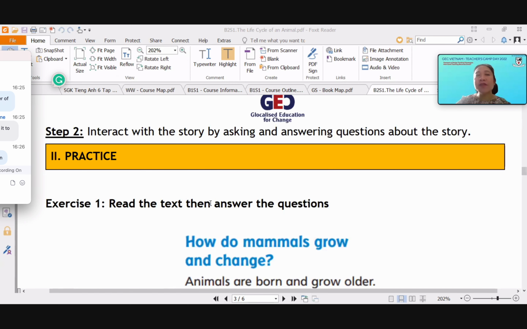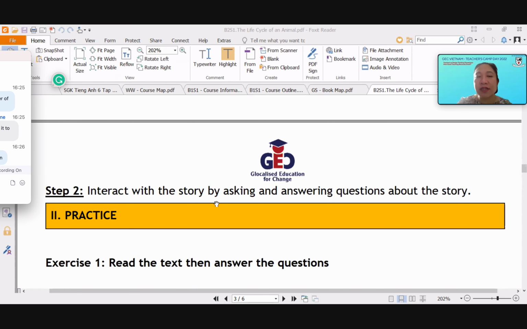So after this, you go to the practice. The practice can help learners, can help students process the information individually and socially, in individual work or in pair work or in group work, so that their learning can be processed in a cognitive way or in a social constructionism way, as I said earlier.